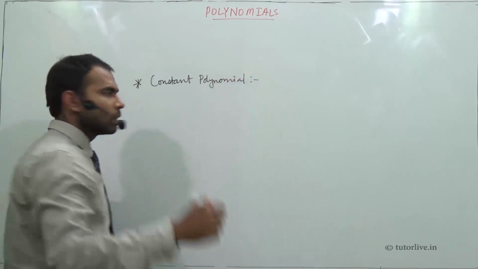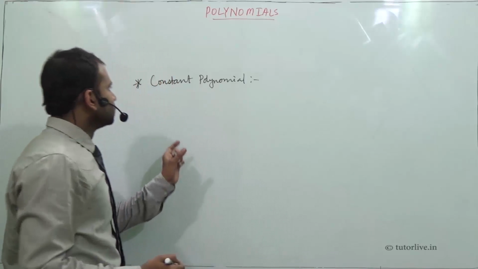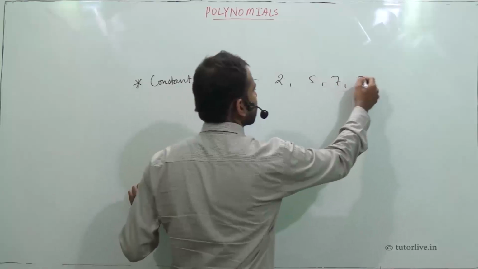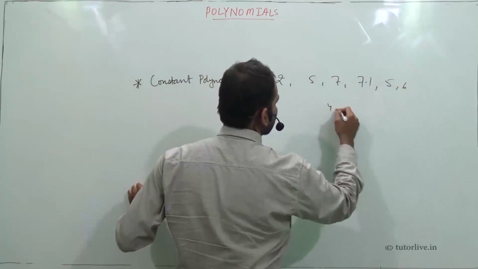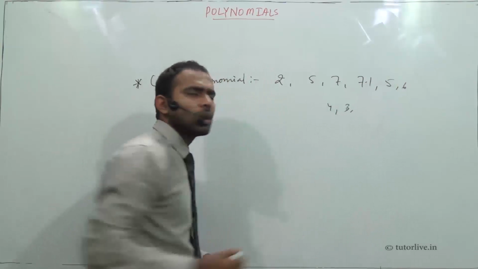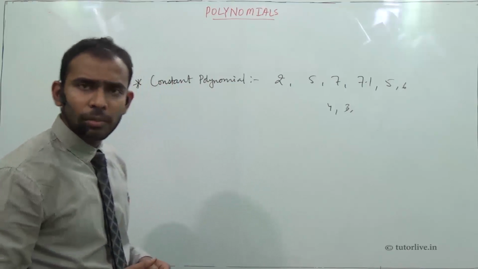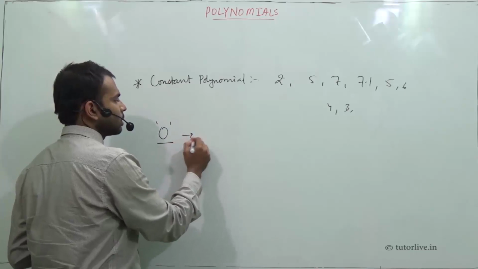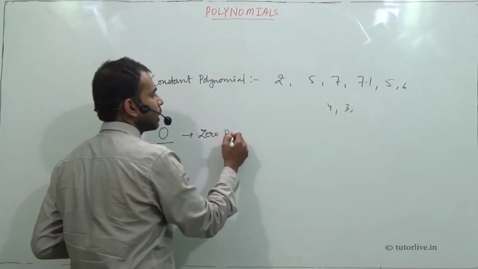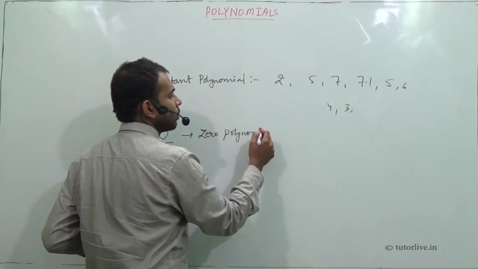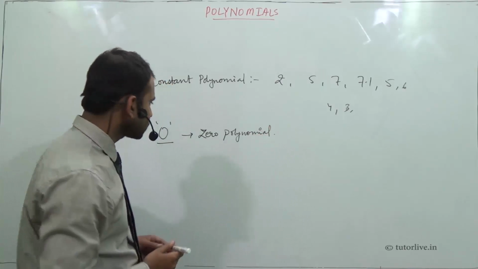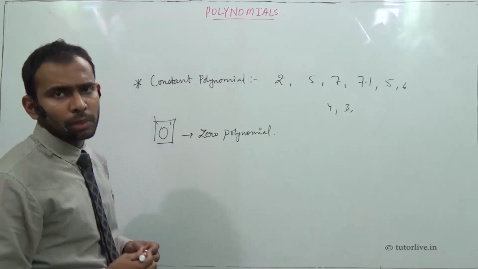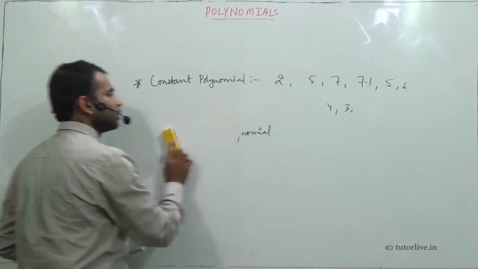The thing that I told you in the very first part, that is constant and variable. Constants: 2, 5, 7, 7.1, 5, 6, 4, 3, anything. These all are constant values and they are called constant polynomials. Okay. 0 is the exception. 0 is an exception. This is called the zero polynomial. What do we call it? We call it the zero polynomial. It doesn't have a term, it doesn't have a coefficient. 0 is just the zero polynomial. Okay, moving on.